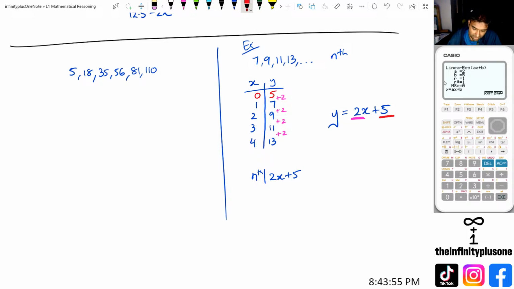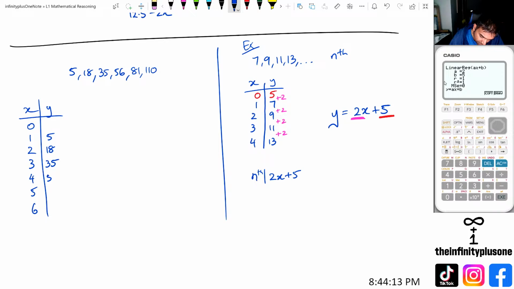Now, have a look at this question that Yonita sent. I'm still going to do the same thing. I'm going to put this in a table. And I'm going to start with 0, 1, 2, 3, 4, 5, then 1, 2, 3, 4, 5, 6. So I've got 5, 18, 35, 56, 81, 110.